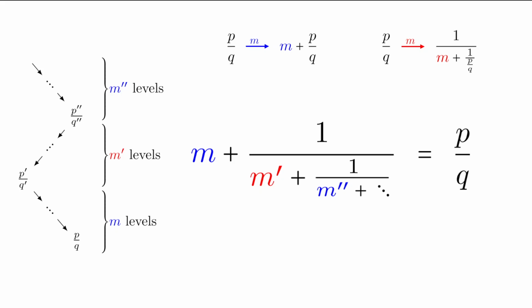The result is surprisingly simple. We can write P over Q as a continued fraction where the elements down the side are the number of left and right movements in the tree. Pretty cool. Now I'll show you an example of how much easier this is than before.